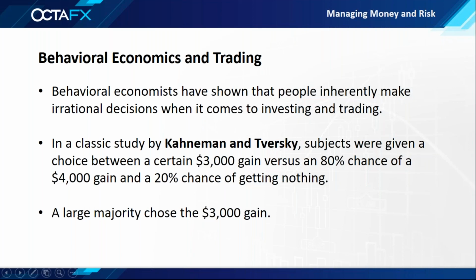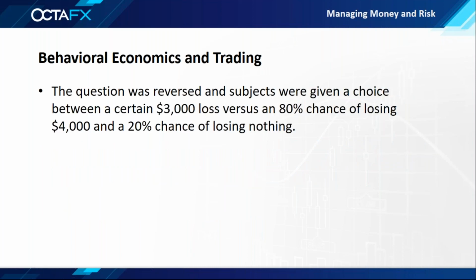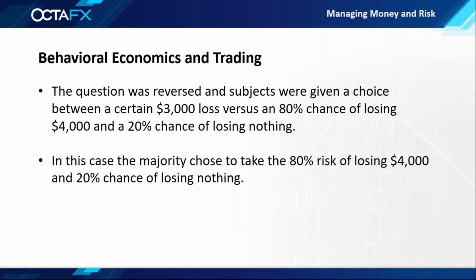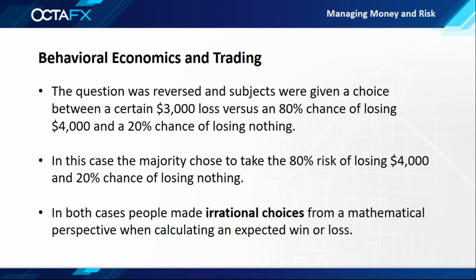It gets really interesting when you flip the question to the inverse. The question was reversed, and subjects were given a choice between a certain $3,000 loss versus an 80% chance of losing $4,000, along with a 20% chance of losing nothing. How do you imagine the majority of people reacted to these options? In this case, the majority chose to take the 80% risk of losing $4,000 and the 20% chance of losing nothing. So when it comes to risk-taking, we see that people are more open to taking risk when there's a potential for loss. In both cases, the people leading the study concluded that people made irrational choices from a mathematical perspective when calculating an expected win or loss.